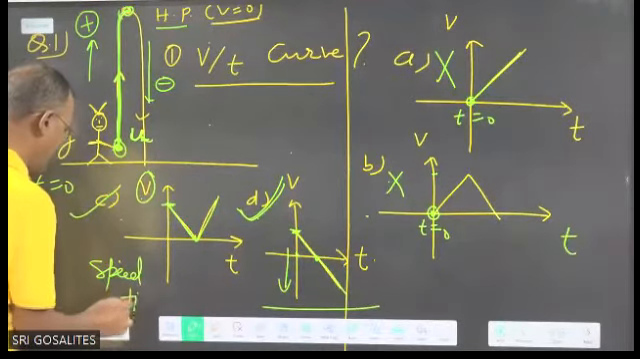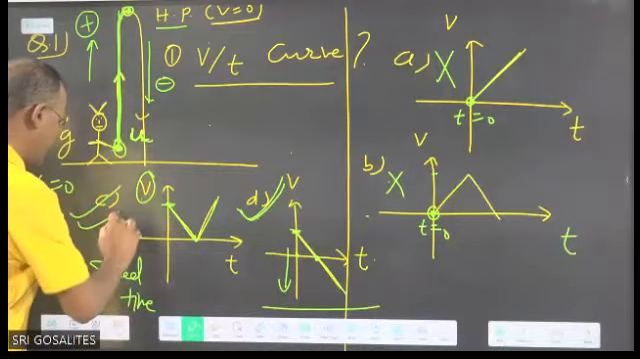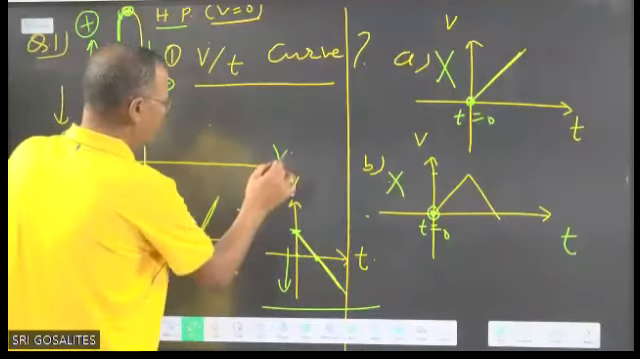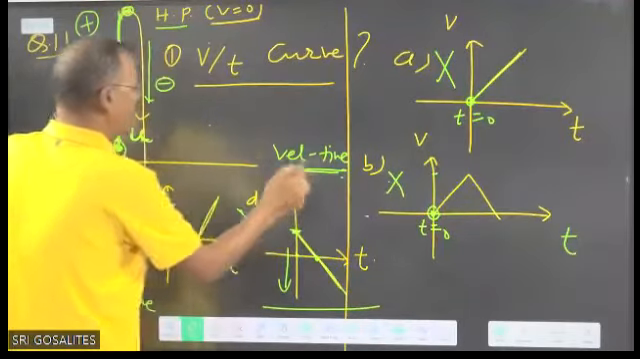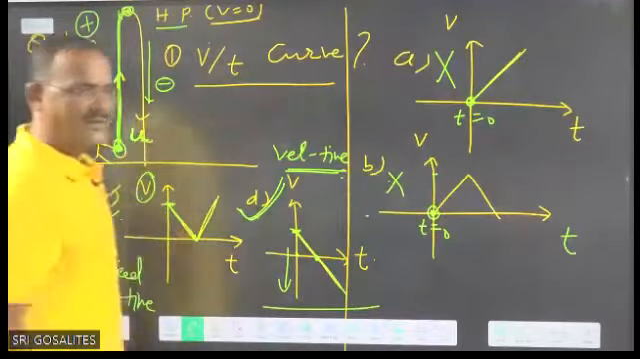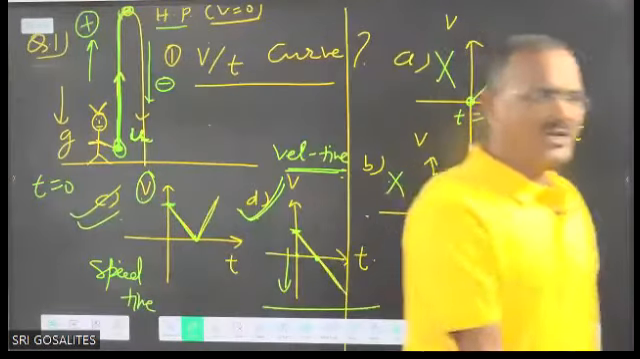This is speed time graph and it is right. And this will be what? Velocity time. For which one? For a body thrown under the gravity. Okay, Mr. Azam Ali? Right.